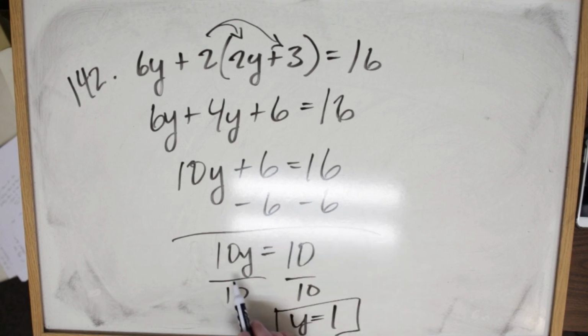But remember, I've got a 10 times a y. I'm going to divide by that number out in front, the coefficient. And since 10 is dividing by itself, I know that's going to equal 1.